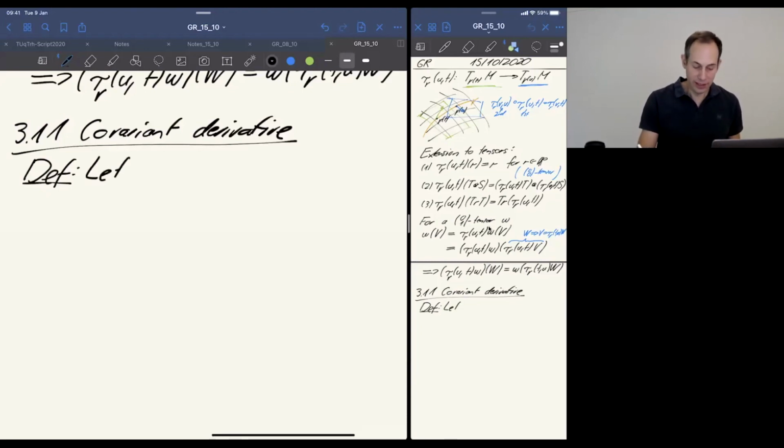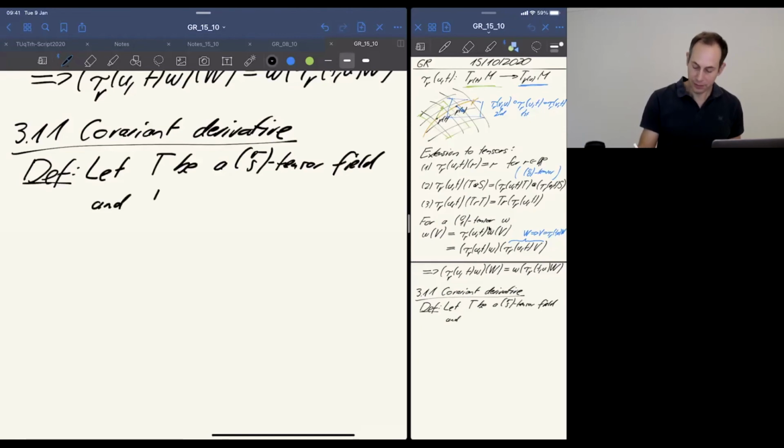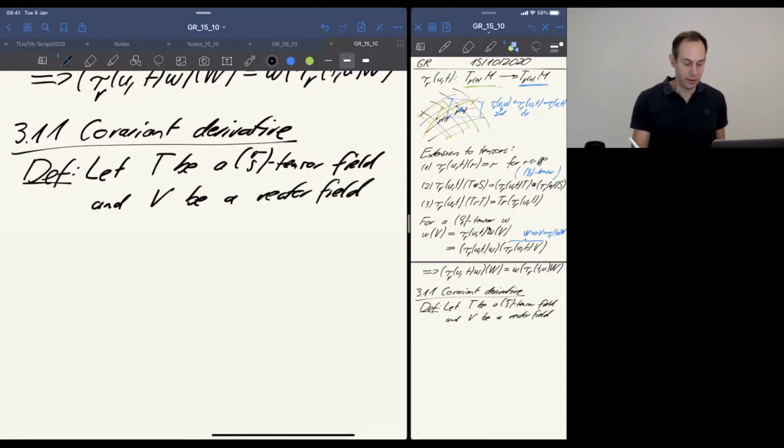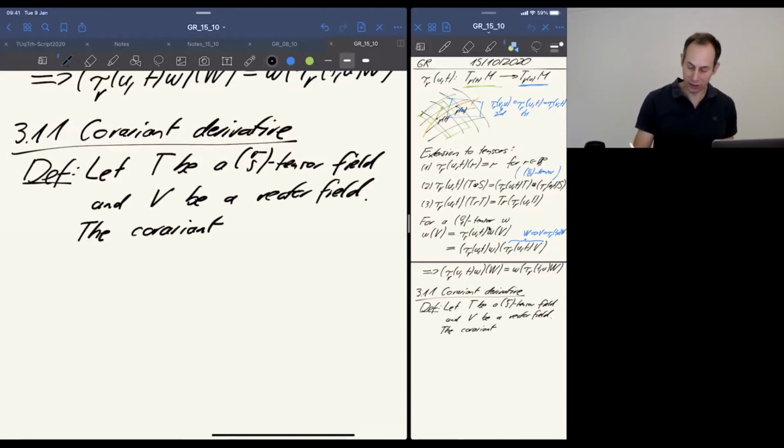So let T be an (R,S) tensor field, and V be a vector field. Okay. Now, this is, of course, the input to the derivative. We have a direction given by V, and we have the actual object we want to derive.